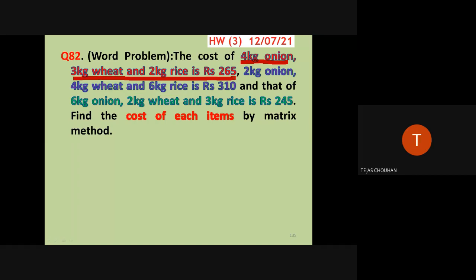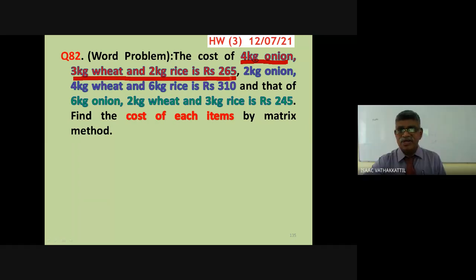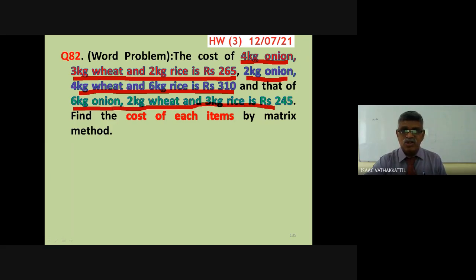4x plus 3y plus 2z equal to 265. Correct. 4x plus 3y plus 2z equal to 265. And the second equation, 2x plus 4y plus 6z is equal to 310. And the third equation, 6x plus 2y plus 3z equal to 245. So the solution I leave to you as homework.